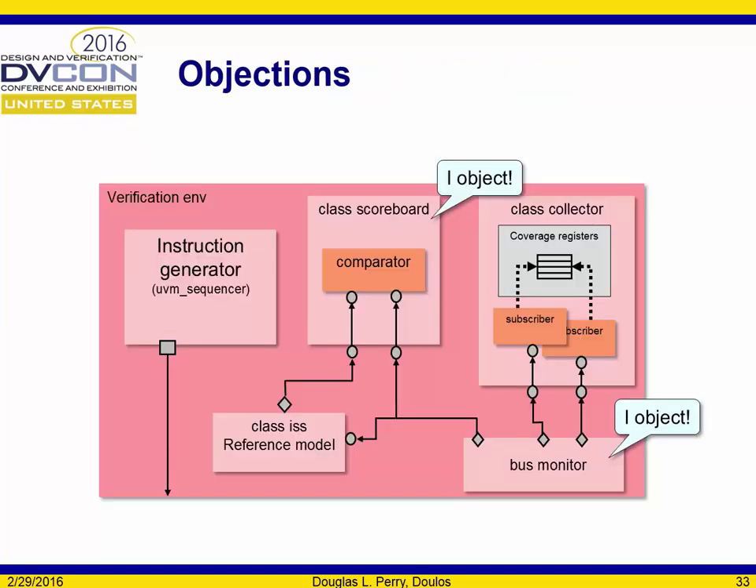A big one is objections. So objections have to be managed properly. Now, an easy thing to do, of course, is to put them around your stimulus. And that's the most common thing that I've seen. And that works well. But there's always the issue of that last transaction. So the stimulus is completed, the sequence is done, the last transaction is going through your test bench. Maybe it gets through into the bus monitor, and it's making its way through, let's say, the instruction set simulator. It hasn't gotten to the scoreboard yet. And the simulation stops because you've dropped all the objections.